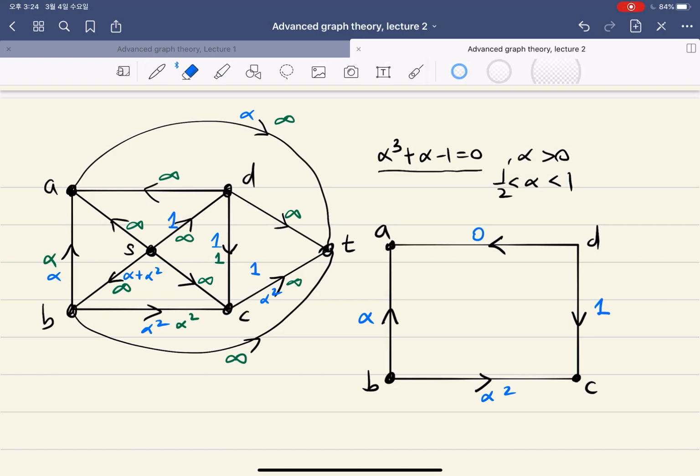More generally, let's say this is alpha to the 4m, with m being 1. This is alpha to the 4m plus 1. This is alpha to the 4m plus 2. Here m is 0.